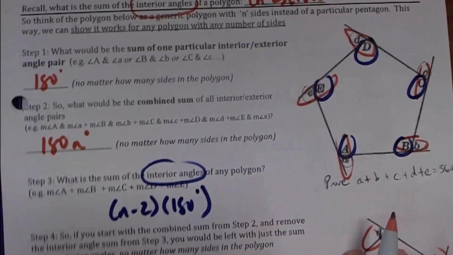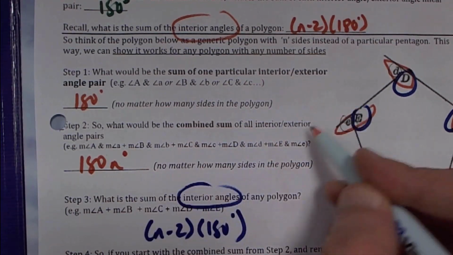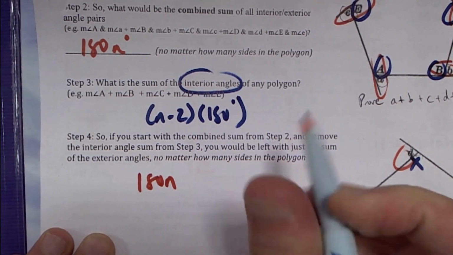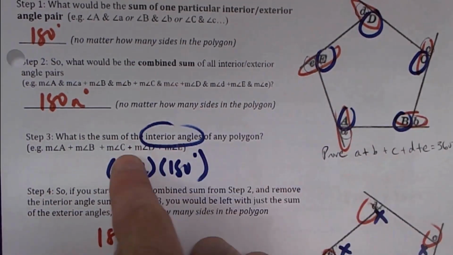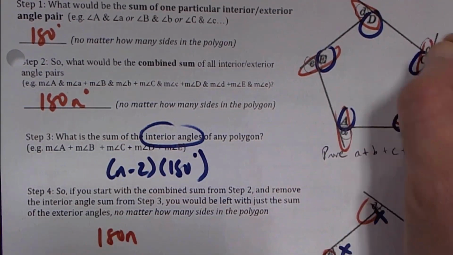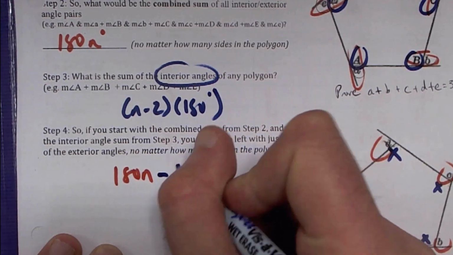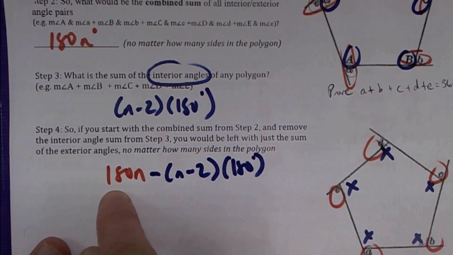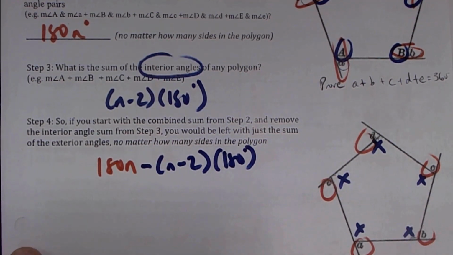Again, remember, I'm starting with the sum of all of them, which is 180 times n. That's all of these interior and exterior angle pairs. 180n. And then I'm going to remove the interior angle sum, n minus 2 times 180. So what would I be removing? That's not adding, you're subtracting. You want to cut out n minus 2 times 180. So if you take the combined and subtract out n minus 2 times 180, you will be left with this. So let's figure out what that is.